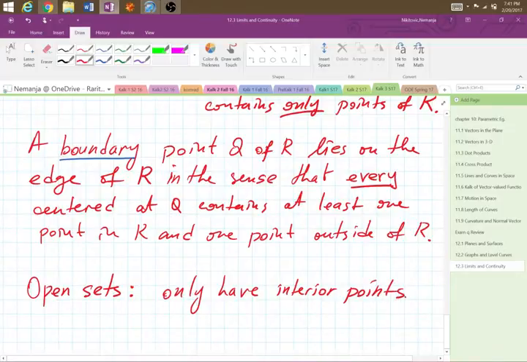Open set. Think of the infinite floor. If this floor were to extend infinitely in all directions, there would be no boundary to it. So we call that an open set. Why is it open? You can go forever in any direction you want. It's open. There's no constraints.